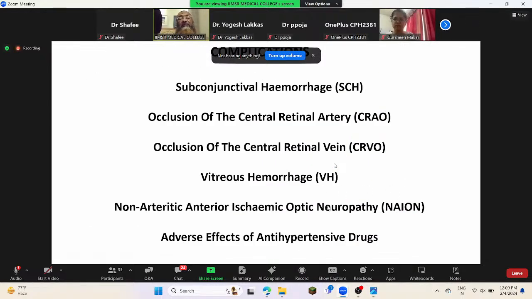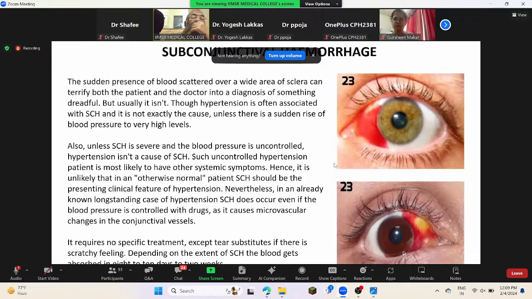Complications include subconjunctival hemorrhage, occlusion of the central retinal artery, occlusion of the central retinal vein, vitreous hemorrhage, non-arteritic anterior ischemic optic neuropathy, and adverse effects of antihypertensive drugs. Now, this is very unusual.